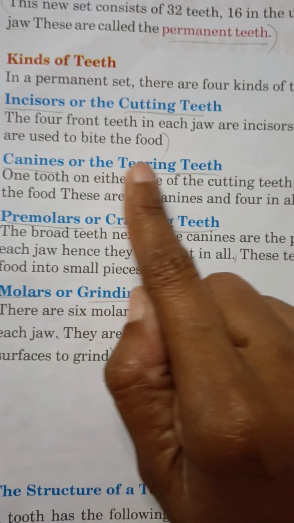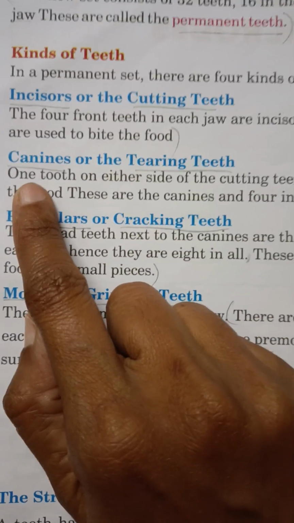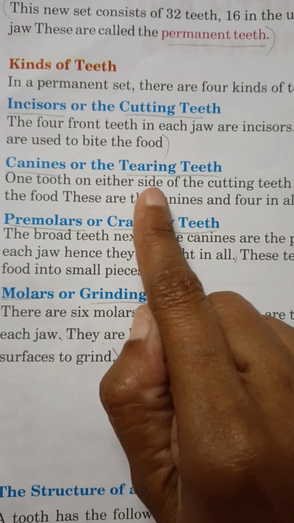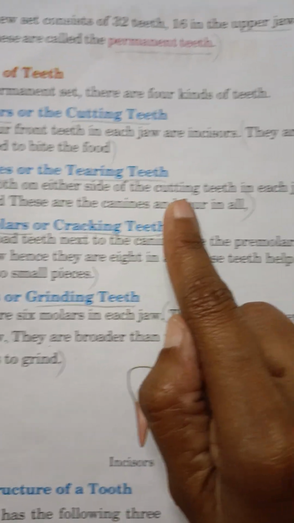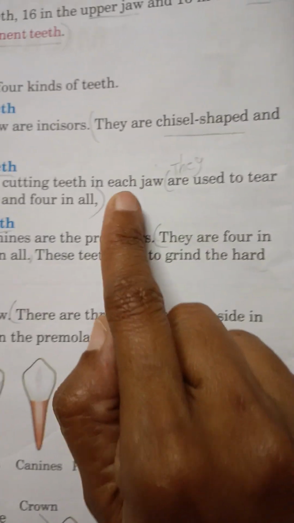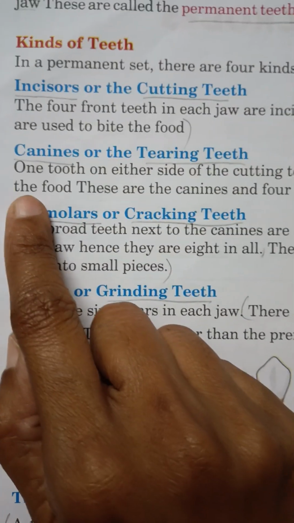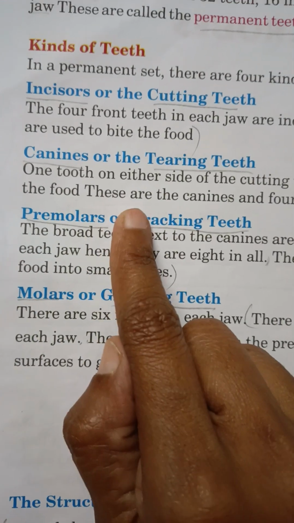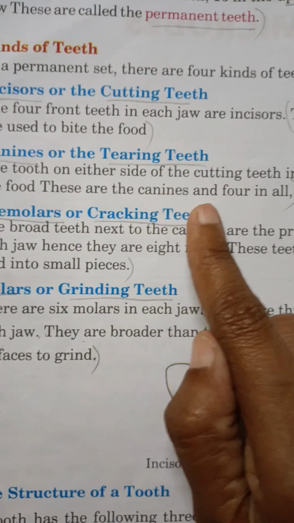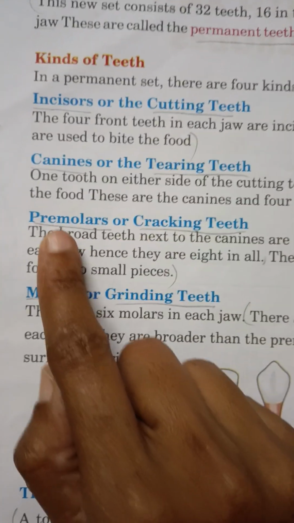Canines or the tearing teeth. The 1 tooth on either side of the cutting teeth in each jaw is used to tear the food. These are the canines, and there are 4 in all.